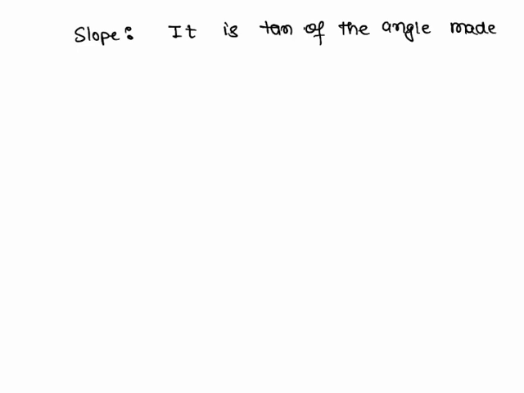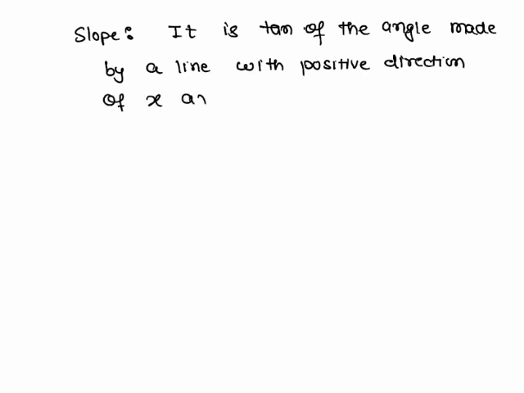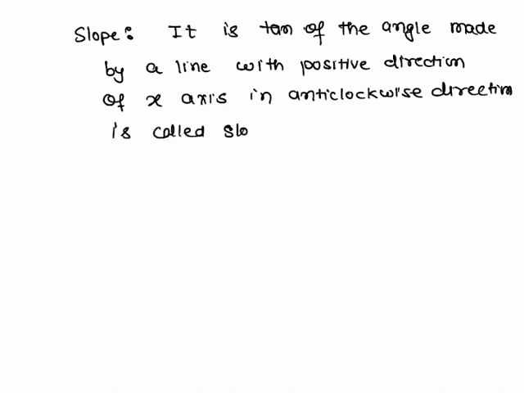Next is slope. It is the tan of the angle made by a line with the positive direction of the x-axis in the anti-clockwise direction. It is called the slope, or we can say the gradient, of the line.